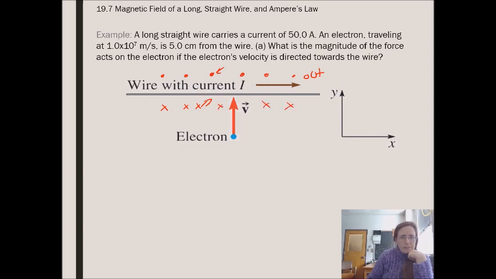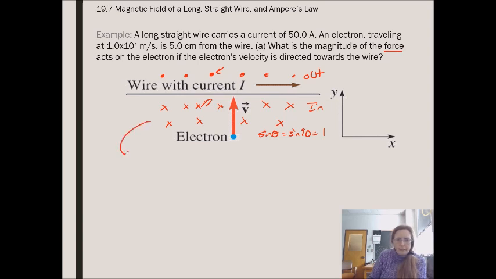So we have X's here, meaning into the page. And so we know it's going into the page. And so the velocity and the magnetic field vectors are perpendicular to each other. So that's going to be the sine of theta, sine of 90. So it's just going to be 1. We do our calculations.